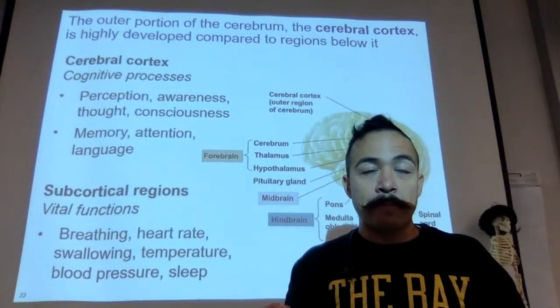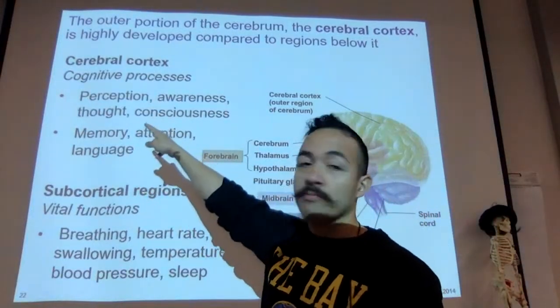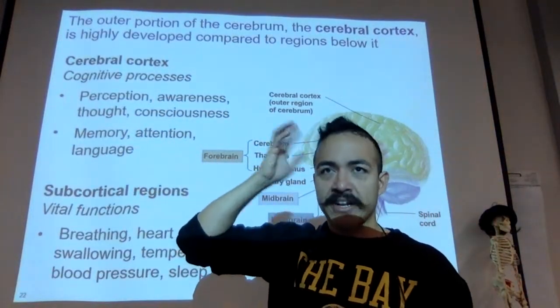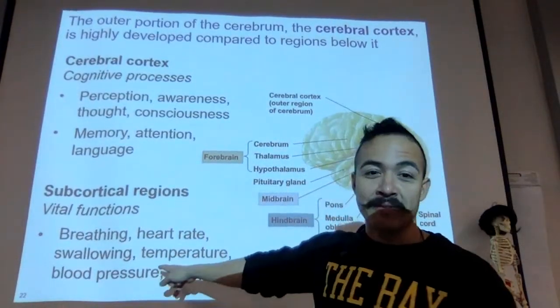Same idea happens when people have strokes. Often if you have a stroke, you have trouble with language, you have trouble with memory, because the stroke often happens in the cerebrum. If someone has a stroke and they die, it's probably because it happened somewhere down here.